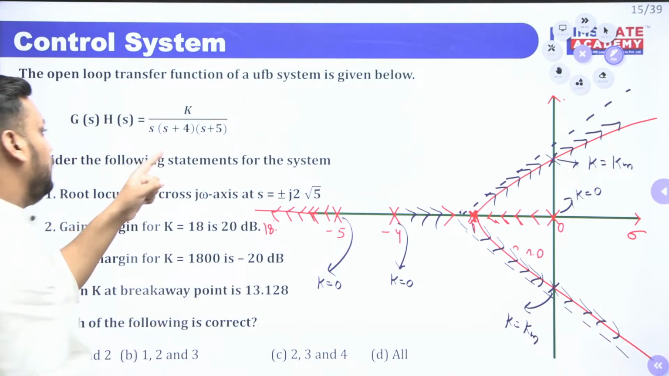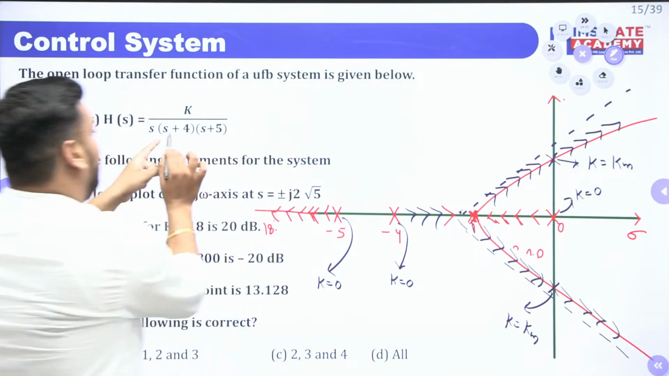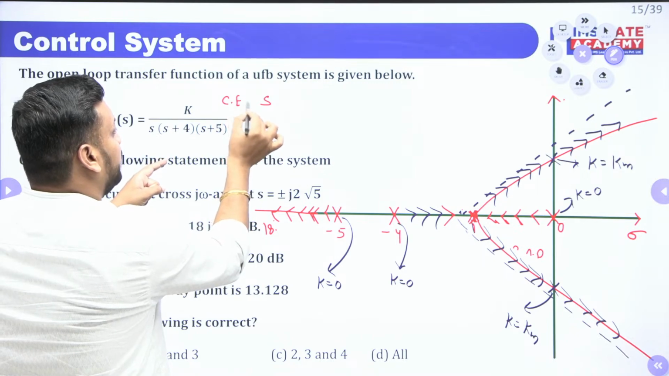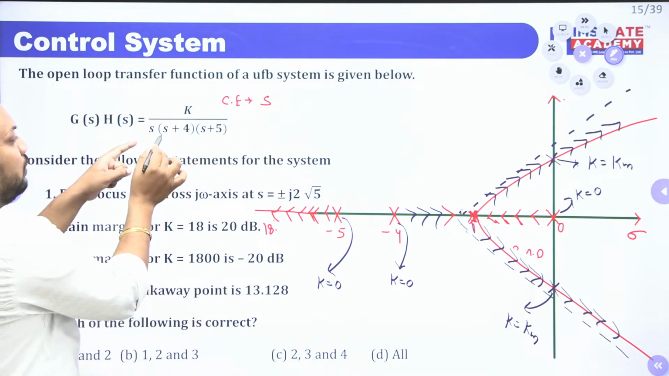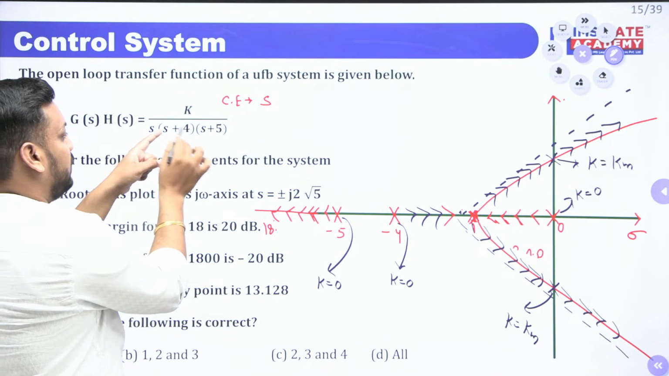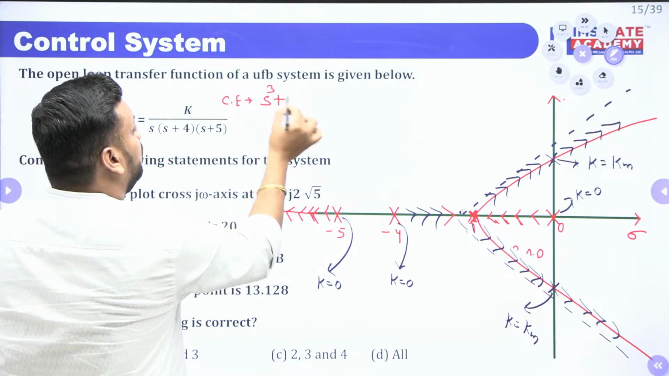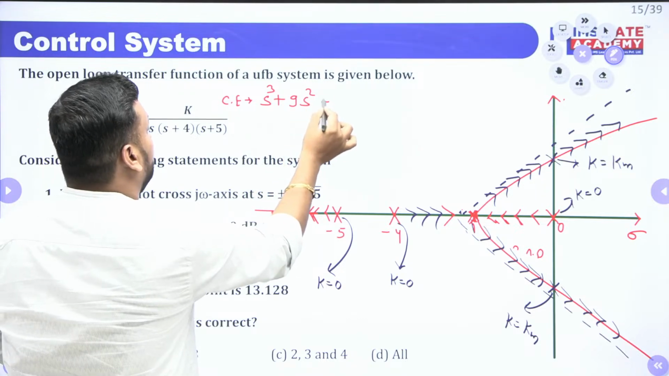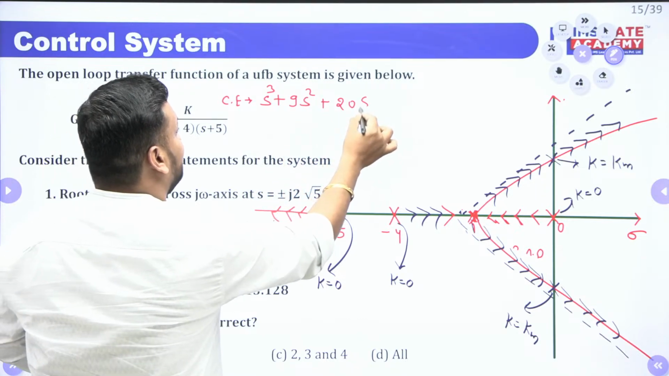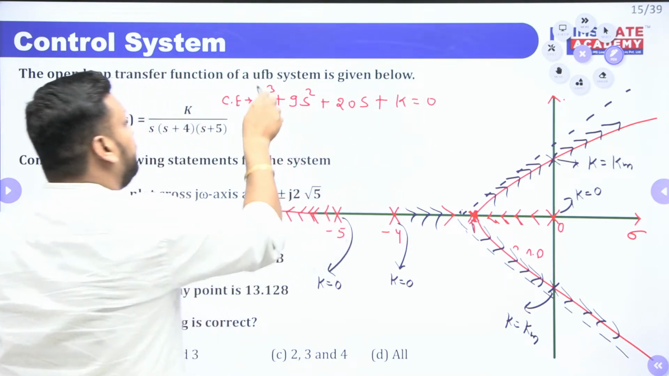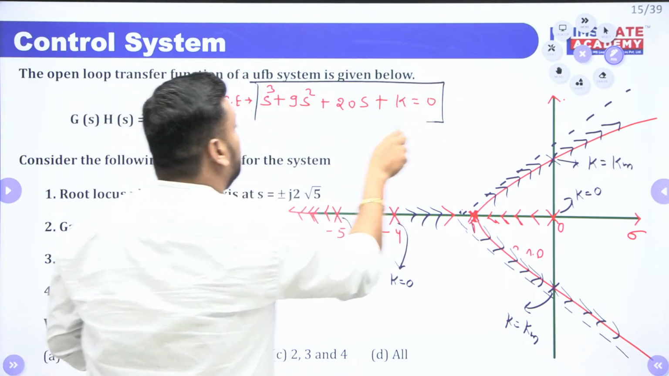So for Routh-Hurwitz, when you write the characteristic equation, what do you get? I am writing the characteristic equation directly. I am expecting a simple LCM from you. So 1 plus k over s(s+4)(s+5), that is s cube plus 9s square plus 20s plus k equal to 0. So tell me, first of all, what is the km value in this question?